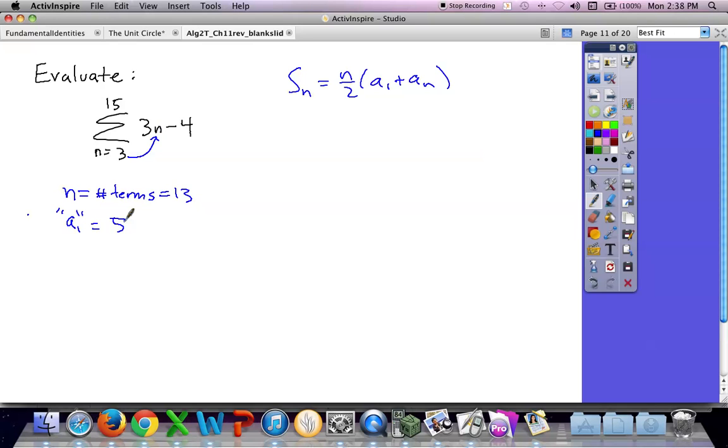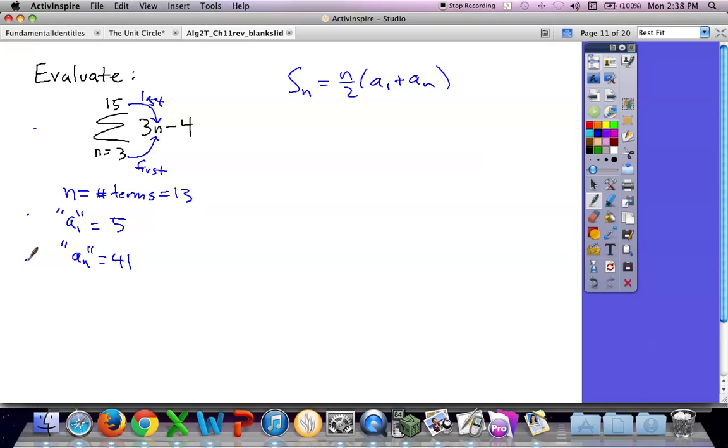How are you going to find the last term? Plug in the 15, right? The upper limit. That's how you find the last term. So 3 times 15 minus 4, an equals 41. And that's all you need to plug in your formula, right?